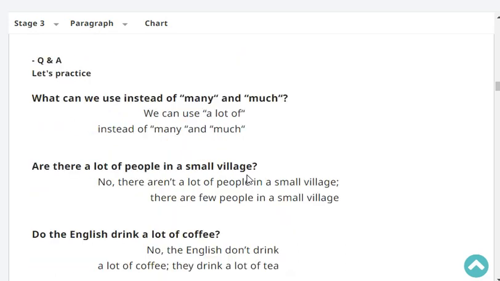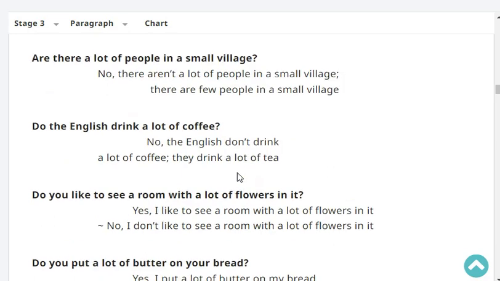Are there a lot of people in a small village? No, there aren't a lot of people in the small village. There are few people in a small village. Very good.